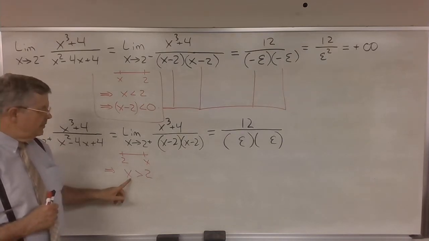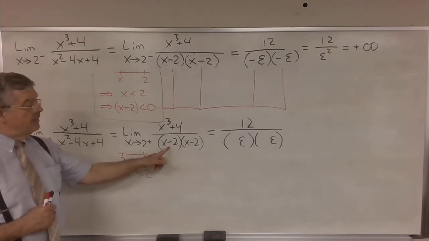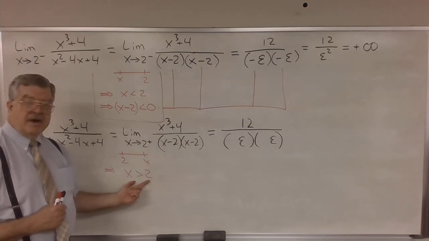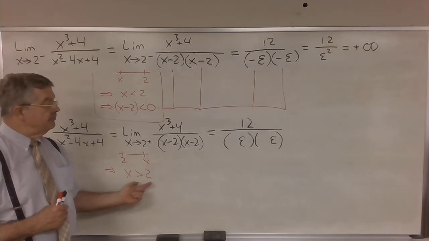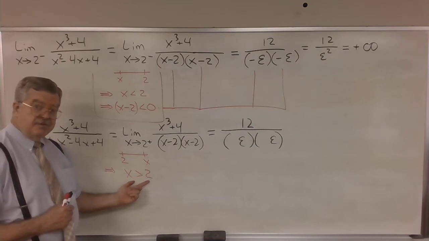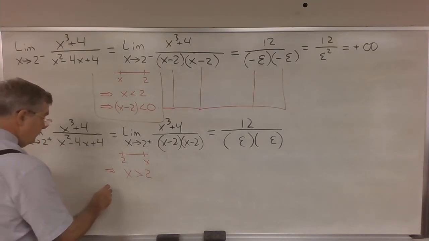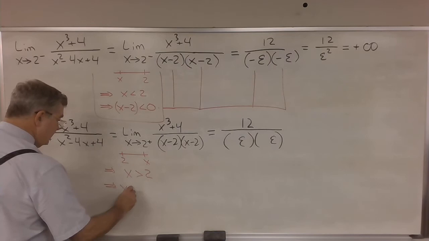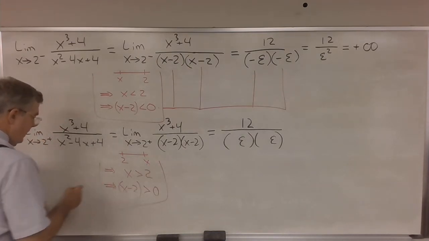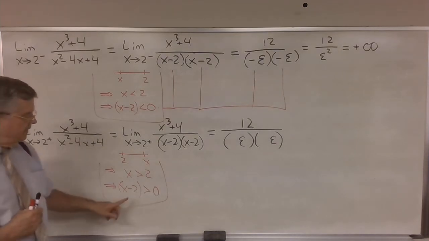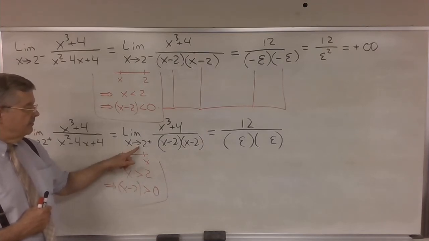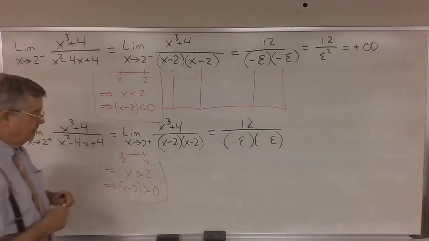But we don't really want to know about x. We want to know about x minus 2. So we convert this inequality into an inequality that tells us about x minus 2. And we do that by subtracting 2 from both sides. So we get x minus 2 is greater than 0. And that tells us everything that we need to know. x minus 2 is positive as x approaches 2 from the right.